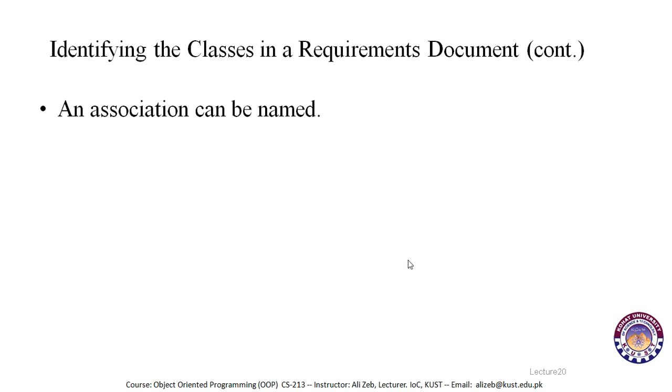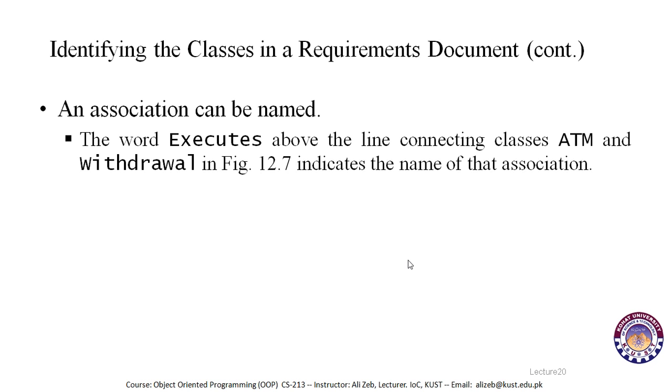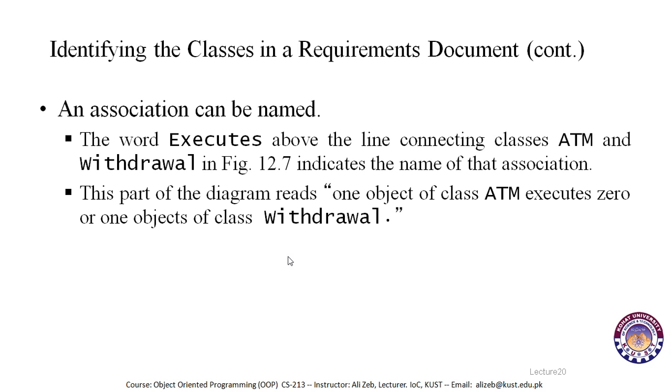An association can be named. We can name our associations as we have done previously. The word executes above the line connecting classes ATM and withdrawal, and figure 12.7 indicates the name of that association. As we saw, we were writing the word executes above the line that was connecting our ATM and withdrawal class, so we can name that association as executes. This part of the diagram reads: one object of class ATM executes 0 or 1 objects of class withdrawal.